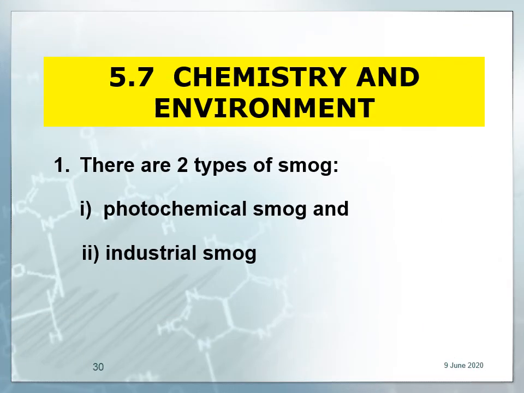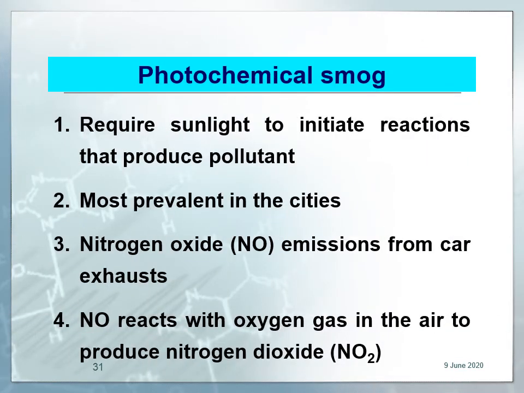Next, we see the connection with our environment, concerning smog and health. There are two types of smog: photochemical smog, and industrial smog or London smog. Photochemical smog requires sunlight to initiate reactions that produce pollutants, such as nitrogen oxide and trioxygen or ozone. It is most prevalent in cities, where people depend on cars for transportation.